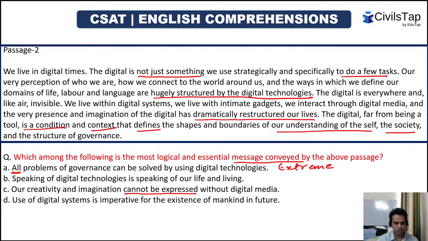And option number D, use of digital systems is imperative for the existence of mankind in future. Now guys, is it anywhere given in the passage that the use of digital systems is imperative for the existence of mankind in future? It was nowhere given in the passage. So guys, I think you've got the right answer, everybody.